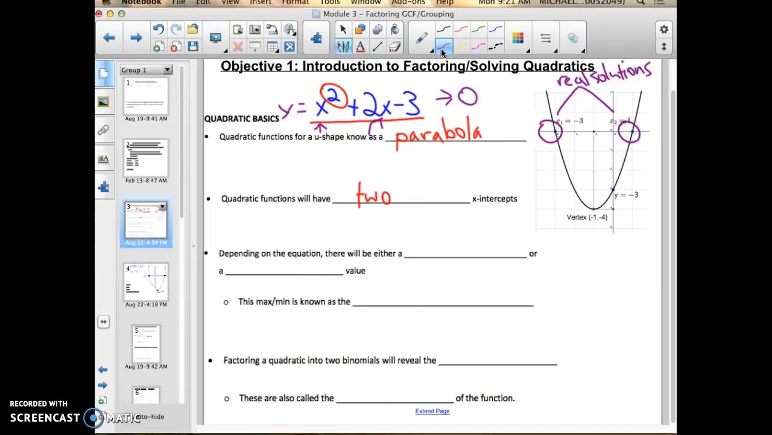Let's continue on. So I just mentioned this, but depending on the equation, there will be either a maximum or a minimum value. Remember, if it's positive, it has a smiley face, so it opens up, meaning that it'll have a minimum, and this one is positive, so this graph opens up, we just saw that. And this max or min is known as the vertex. Very important to remember the vertex.